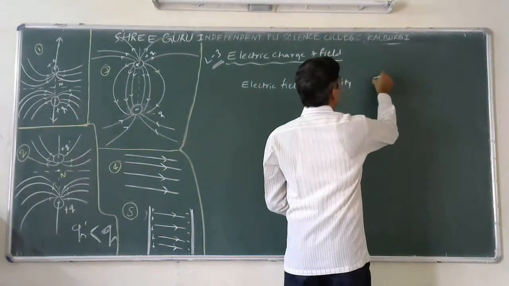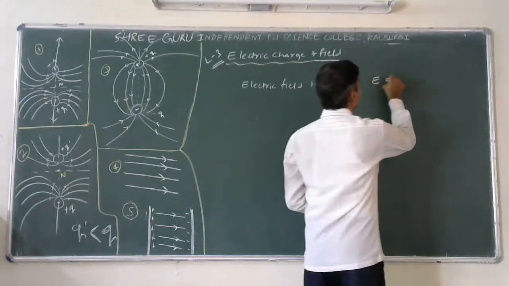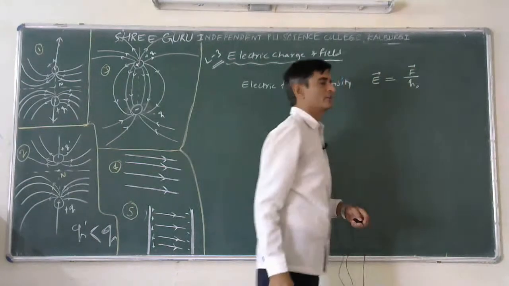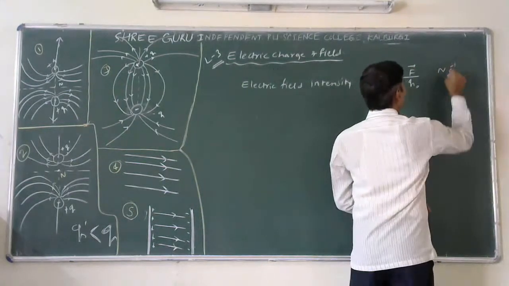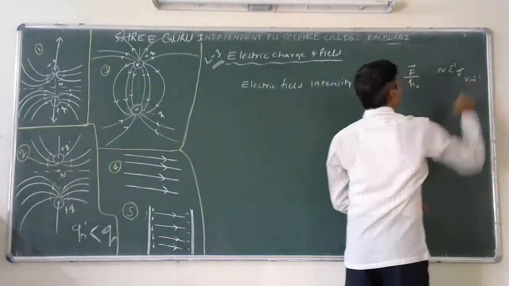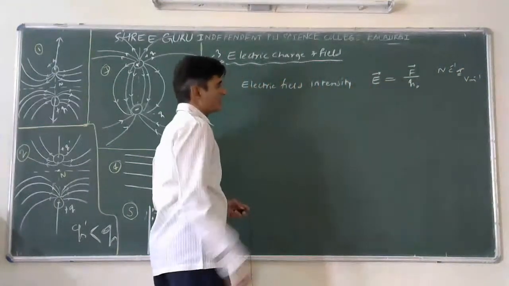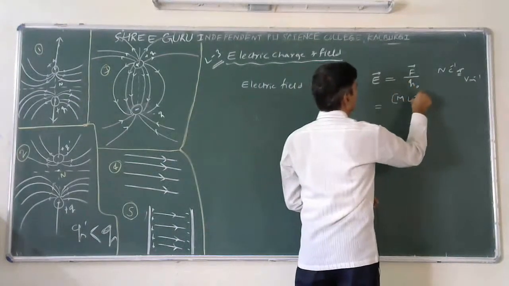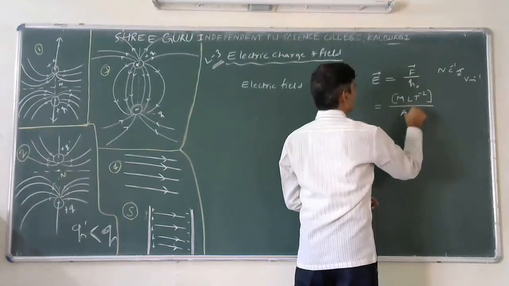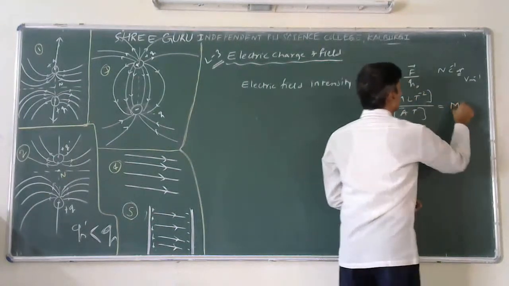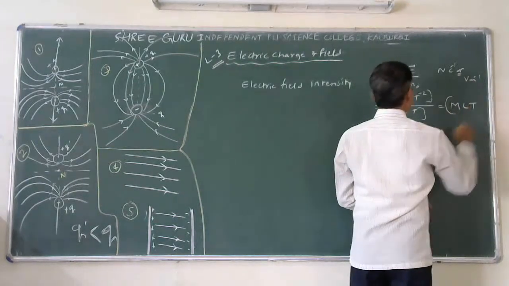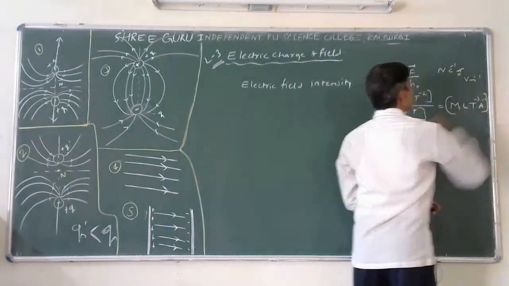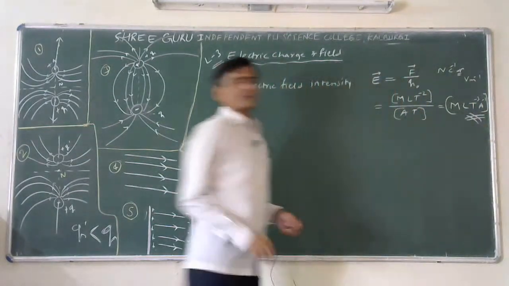It is denoted by E and given by the formula E equals F divided by Q naught. The SI unit of electric field intensity is Newton per Coulomb or volt per meter. The dimensional formula of force is M L T to the power minus 2, and the dimensional formula of charge is A T. So you will get M L T to the power minus 3 A to the power minus 1. This is the dimensional formula of electric field intensity.